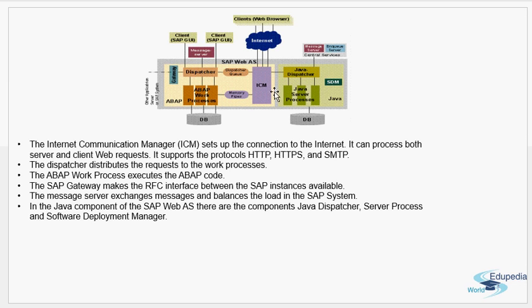When we go to the Java installation, we have a Java dispatcher, we also have the message server, and one more component known as the enqueue server. So here the Java server processes process the request from the database and they send it back. And we have one more component known as the software deployment manager. And this gateway is used by the SAP system to communicate with the other systems.